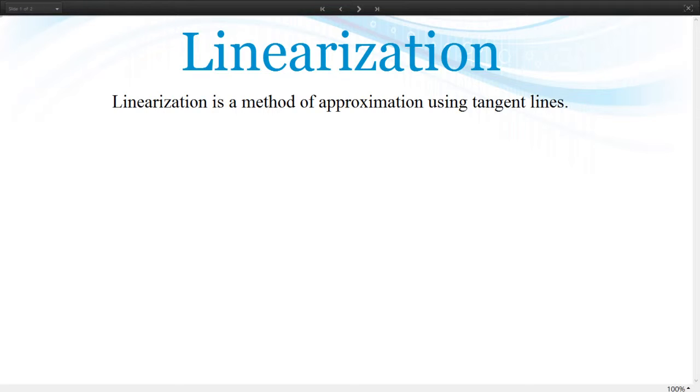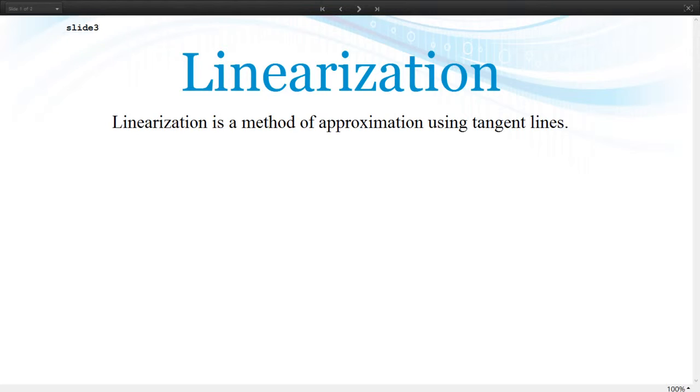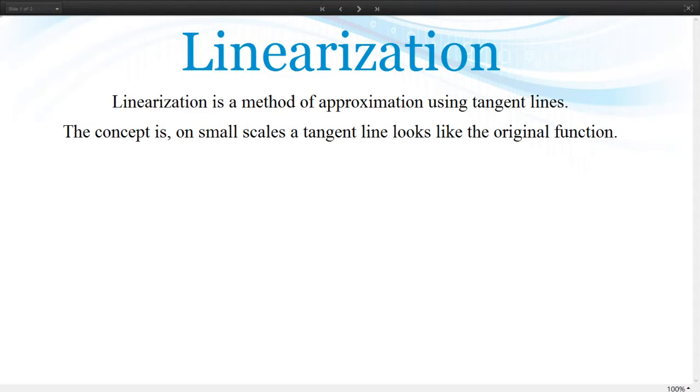This won't be an exact measure, but that's kind of the point actually, is that finding an exact value would be difficult or expensive or time consuming, and the tangent line would be much easier, much less expensive, much less time consuming, but maybe still good enough for whatever the job is at hand. So this relies on the concept that on small scales, the tangent line looks like the original function.